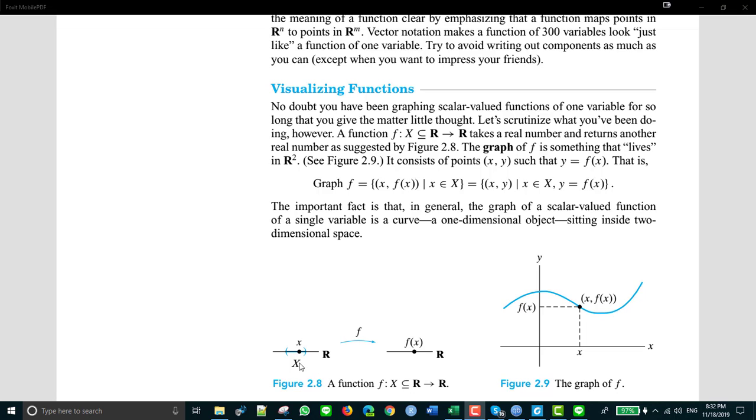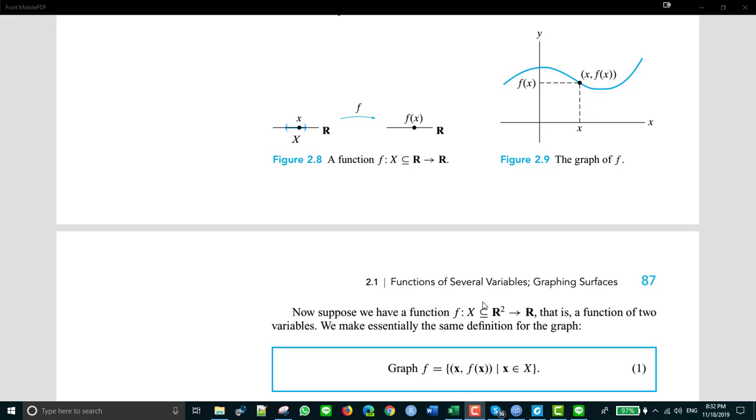So here we have x, and we have one particular x in the domain X, and we take f and we map it over here. So that's just another picture. So what does this mean about a function from R2 to R? Because in this chapter, we're talking about functions of several variables. So we want to consider functions, for example, the next step up from R to R might be R2 to R.